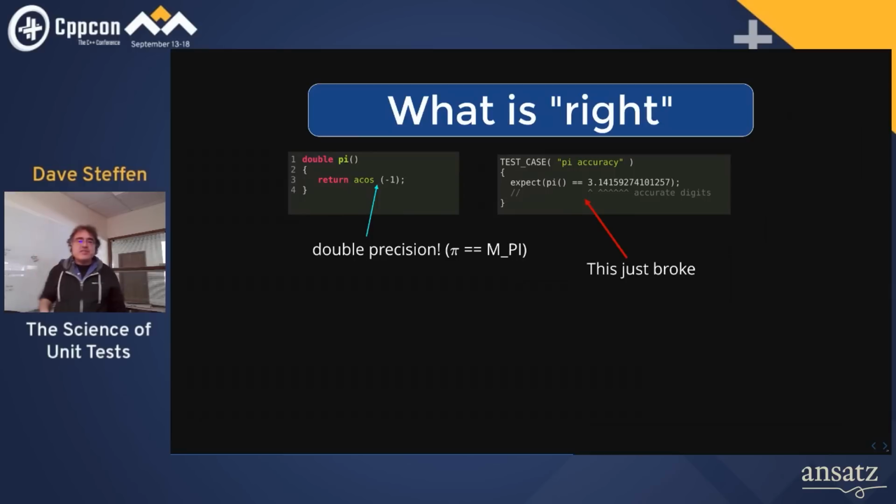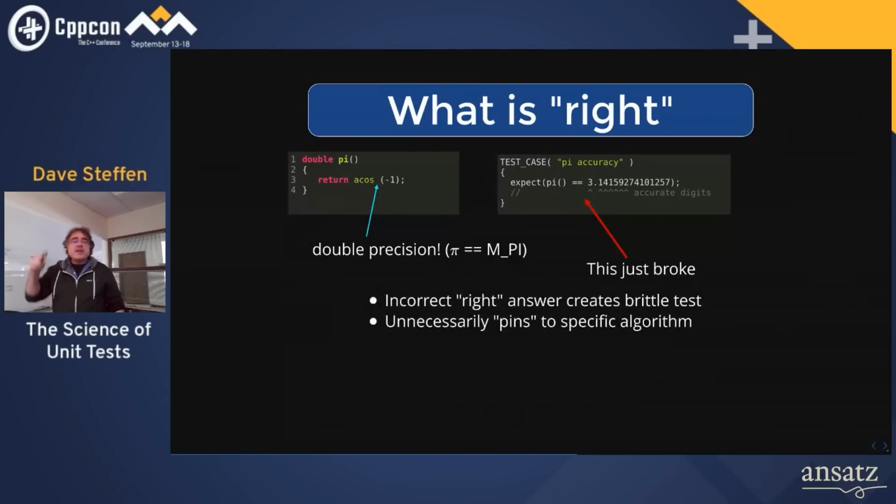But you didn't need those digits, right? Those were kind of garbage. They didn't matter because the rest of your computation was only good to 7 decimal places anyway. The point is that an incorrect right answer creates a brittle test. It breaks under maintenance because you've unnecessarily pinned your answer to a specific algorithm as opposed to the general thing you're trying to do.